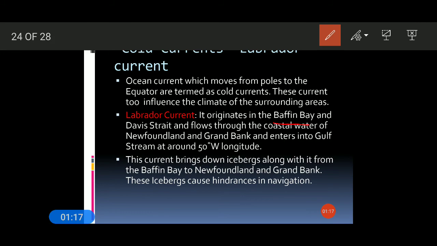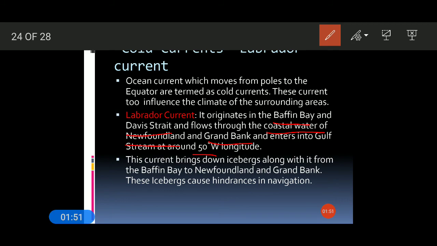It originates from Baffin Bay and Davis Strait and flows along the coastal water to Newfoundland and Grand Bank and enters into the Gulf Stream at 50° west longitude. So this is the region where the Gulf Stream and the Labrador current meet. This current brings icebergs along with it from Baffin Bay to Newfoundland and Grand Bank.